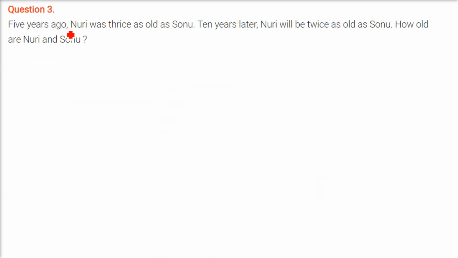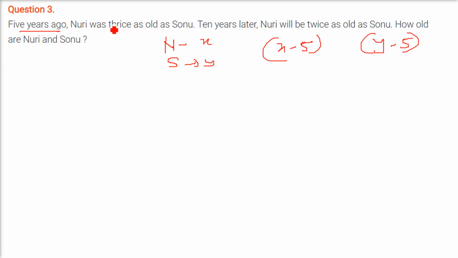5 years ago, Noori was thrice as old as Sonu. So let us assume Noori's age is x, Sonu's is y. 5 years ago means we have to subtract 5 years from Noori and 5 from Sonu. So the condition is: 5 years ago, Noori was thrice as old as Sonu. This is our first equation.